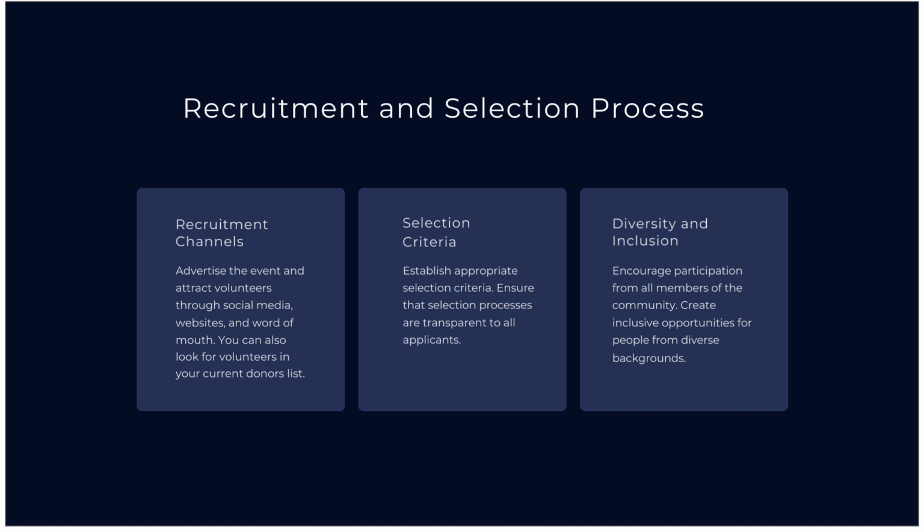Recruitment and selection process. Recruitment channels. Advertise the event and attract volunteers through social media, websites, and word of mouth. You can also look for volunteers in your current donor list. Selection criteria. Establish appropriate selection criteria. Ensure that the selection processes are all transparent to all applicants. Diversity and inclusion. Encourage participation from all members of the community. Create inclusive opportunities for people from diverse backgrounds.